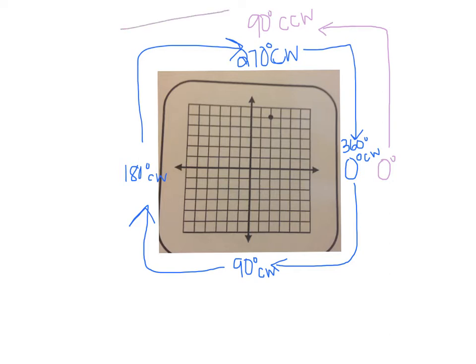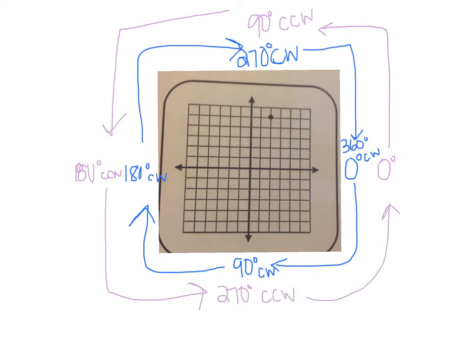Now we're going to keep going around. And this would be 180 degrees counterclockwise. As we keep moving around, we get down here, and this would be 270 degrees counterclockwise. And we go back to the beginning, and this would be 360 degrees counterclockwise.